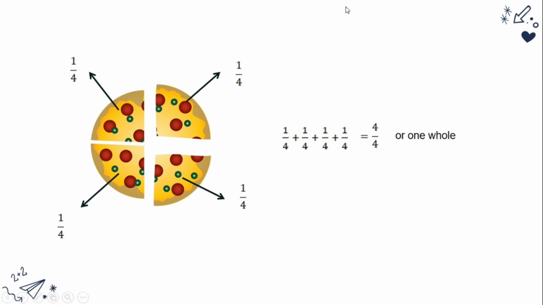Remember, when the numerator and the denominator of our fraction are the same, like 4 over 4, that is equal to 1. One whole. Example, 5 over 5. That is still equal to 1. Okay? Example, 6 over 6. That is equal to 1. Even if it is 100 over 100, that is still equal to 1 because the bottom and the top are the same.